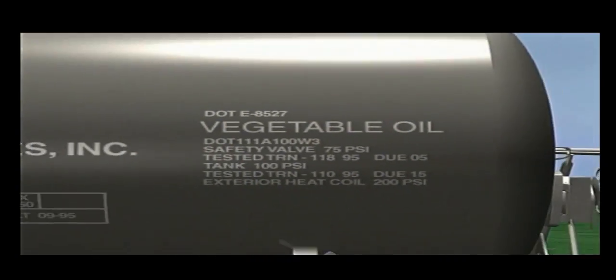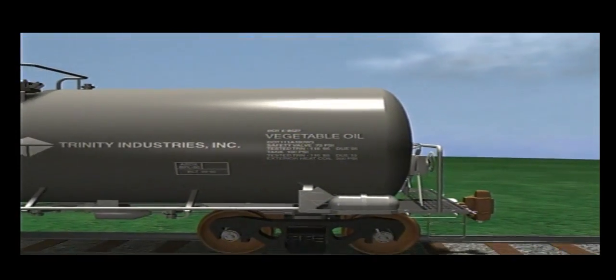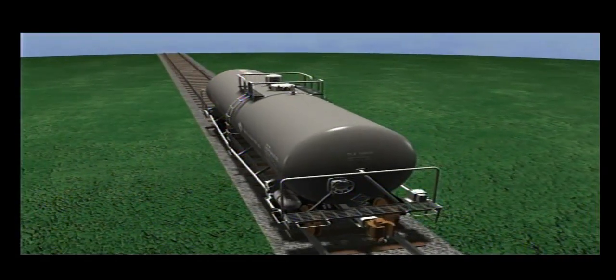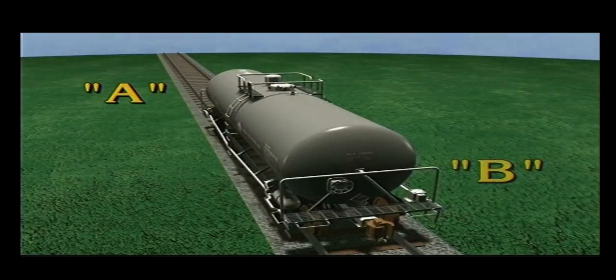Now that we know what type of tank car we're looking at, let's learn how to find our way around it. The car is divided into 2 distinct areas from end to end. They are designated as the A end and the B end. You can tell the B end from the A end by looking for the handbrake. The handbrake is always on the B end of the car.